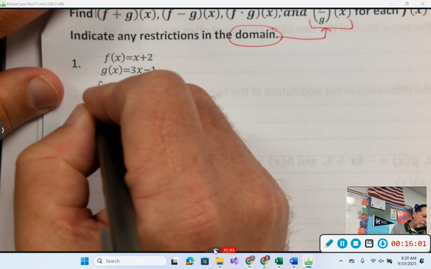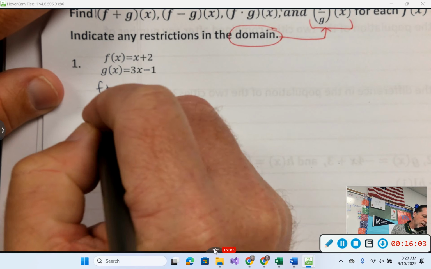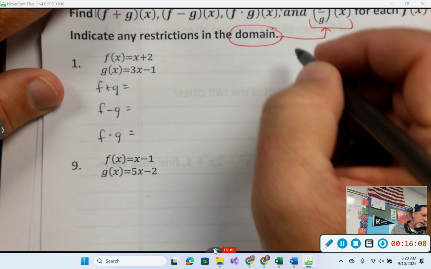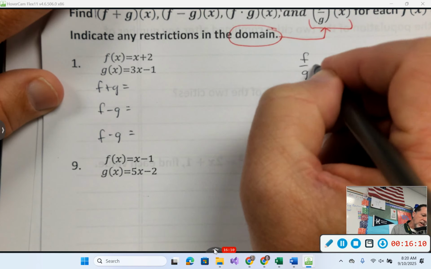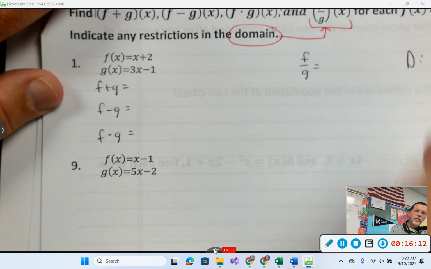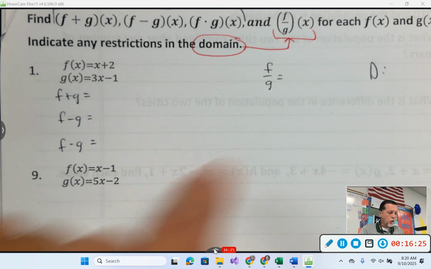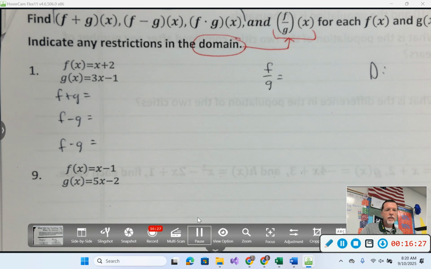So now all you have to do is f plus g, f minus g, f times g, f divided by g, but then don't forget to say the domain of f divided by g. Wait, so we're doing all of them? Yep. So why don't you try number one, and then we'll go over those. So do all four, or I guess all five, depending on how you count, 4 operations and 1 domain problem. So that just made it 20 problems on this page.